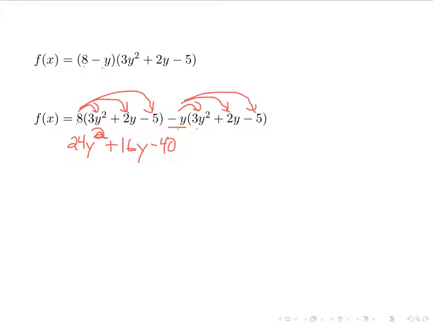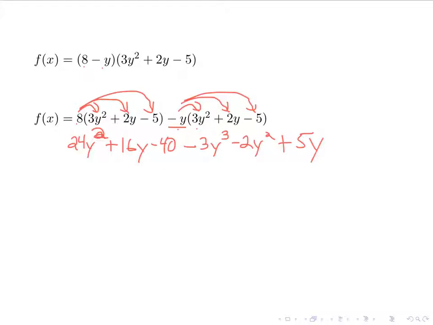Negative y times a 3y squared. Positive times negative is negative. 3, throwing in an extra y, so that becomes y cubed. Negative times a positive is a negative. 1 times 2 is 2. Y times y is y squared. Negative times a negative is a positive. And 5 times y is just going to be 5y.